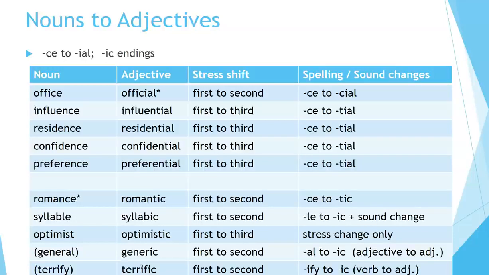Now the next word, in fact all of these words with IC endings are different. So there's no real pattern here. The next one we'll look at is syllable. This is actually a noun, not an adjective like some of the other words with ABLE endings. And the adjective form is syllabic. Notice the stress shift from first syllable to second syllable.